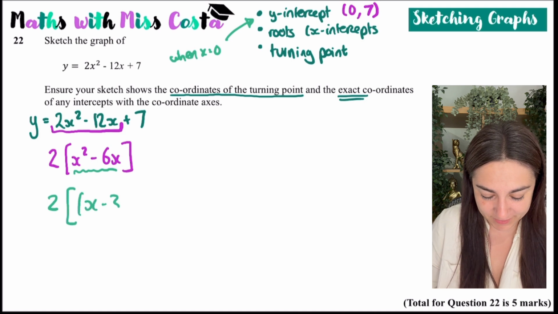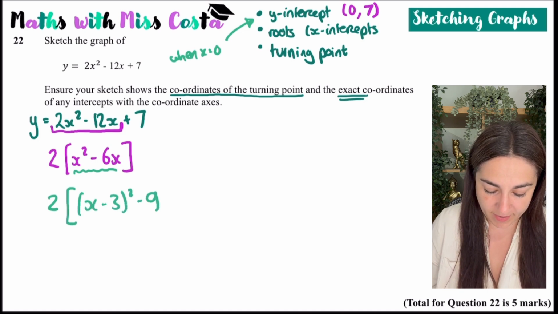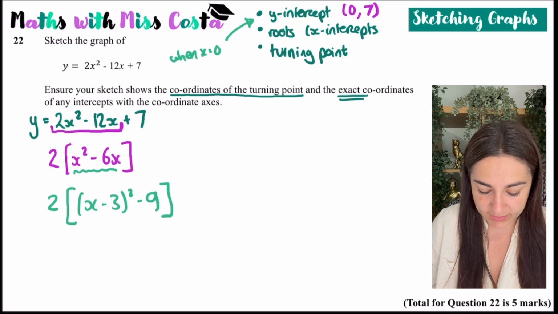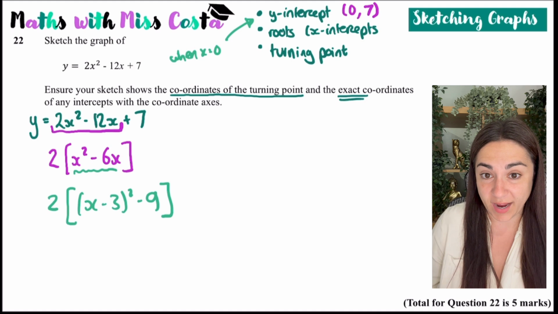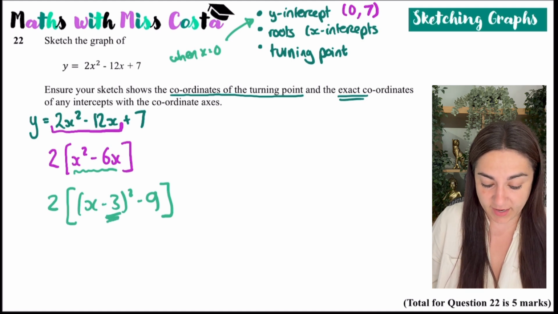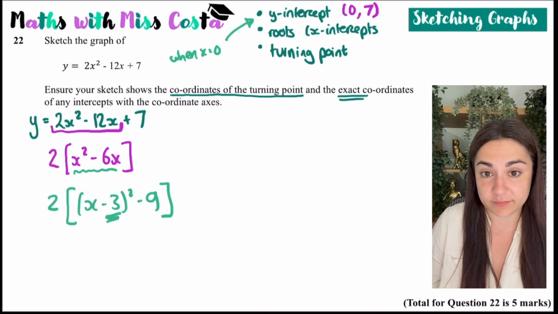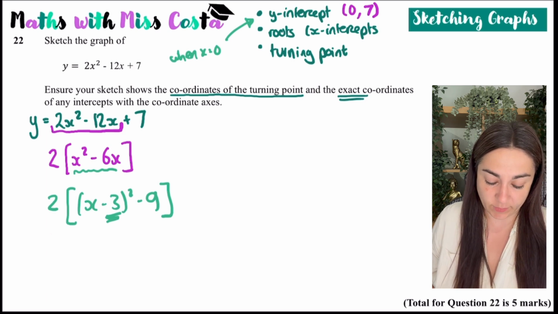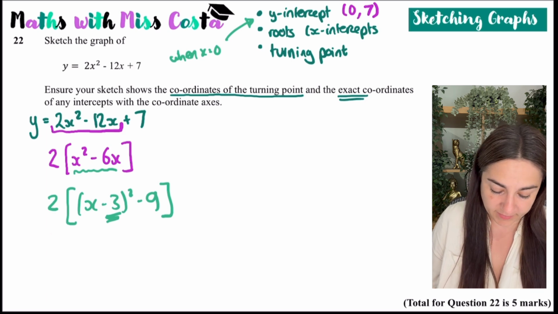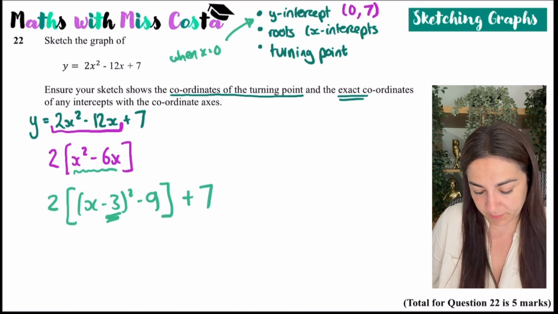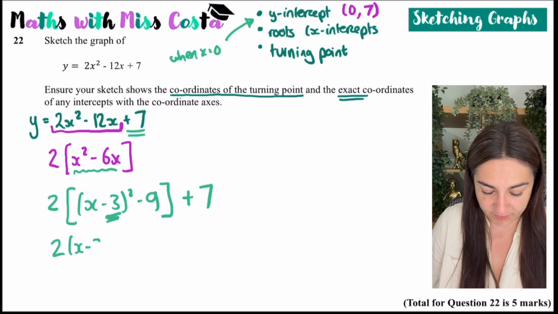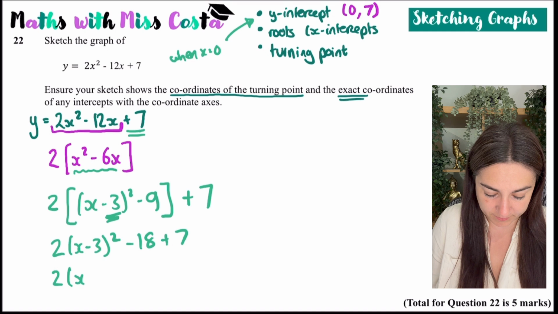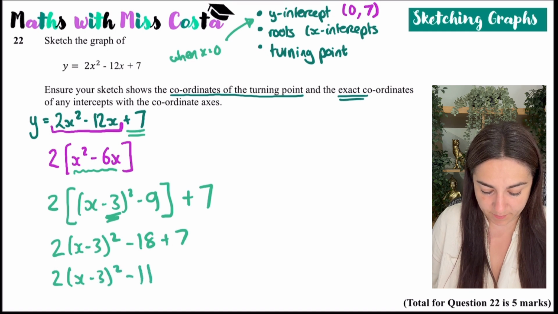So that would become 2 brackets x minus 3 squared minus 9. So that's just me completing the square. Remember, you halve the coefficient of x and then you subtract this squared. So if you need more advice on completing the square, we can go through that in a separate video. But that's the completed the square form. I'm then going to add 7, bring this back, and I'm going to expand everything over here. So 2 times (x minus 3) squared minus 18 plus 7 becomes 2 times (x minus 3) squared minus 11.